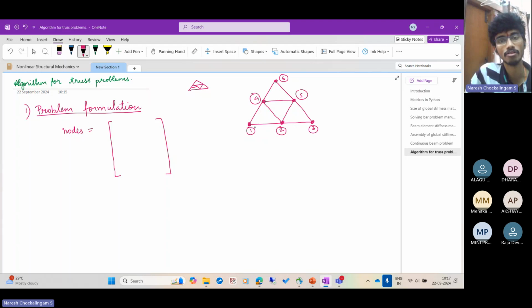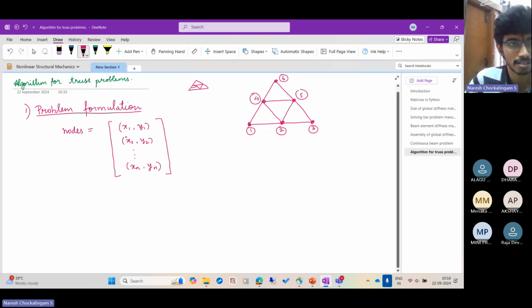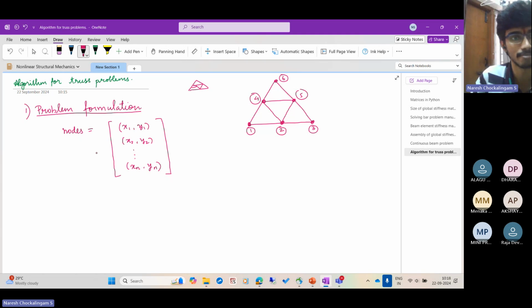What is the information about a node? How many pieces of information? X coordinate, Y coordinate. Only 2, right? So x coordinate and y coordinate. So nodes will be of the form x1, y1, x2, y2, and so on up to xn, yn. So nodes is a list of tuples, a list of coordinates. You can specify nodes in this format in Python, no problem. Done. Then what is the second piece of information?